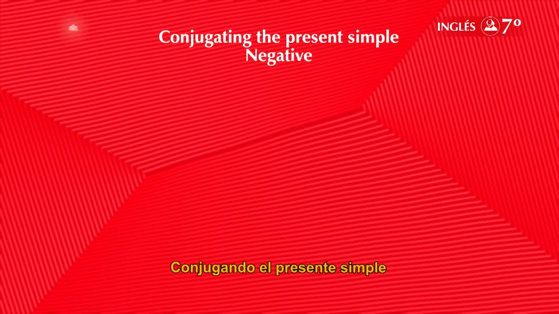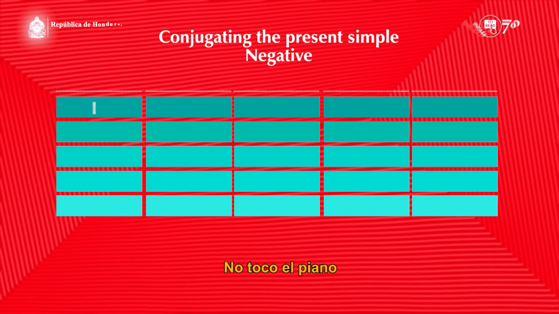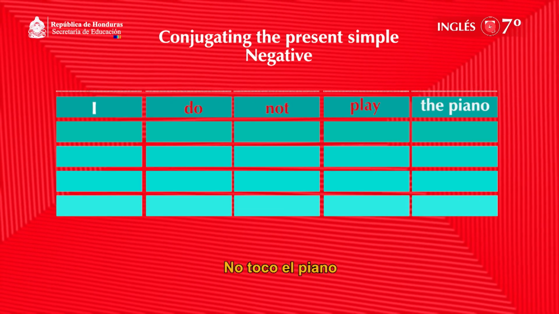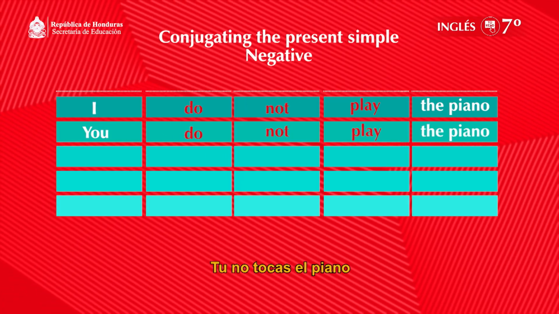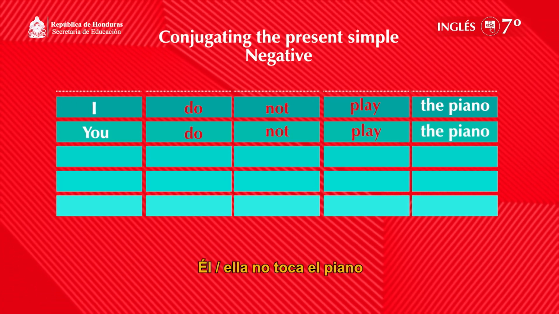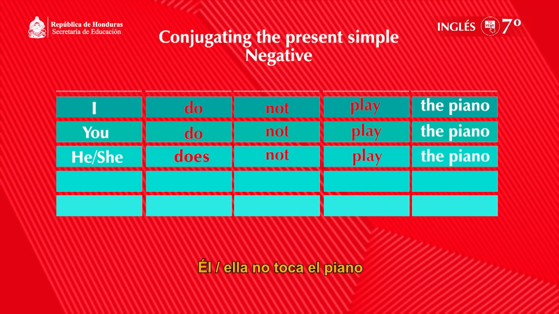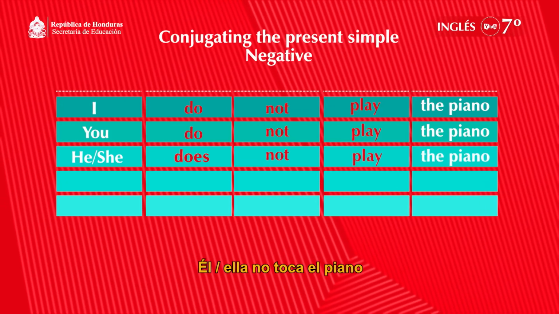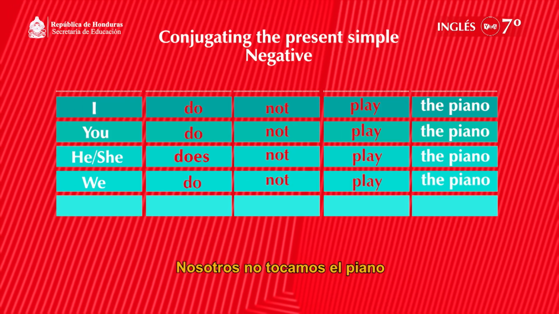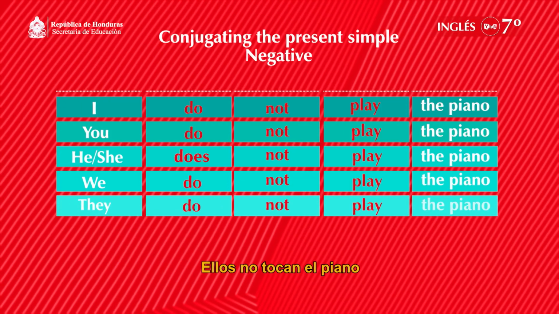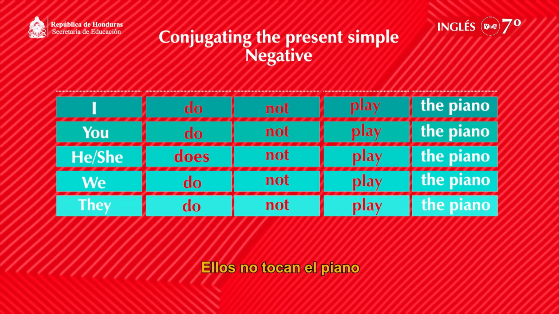Conjugating the present simple. Negative. I do not play the piano. You do not play the piano. He, she does not play the piano. We do not play the piano. They do not play the piano.